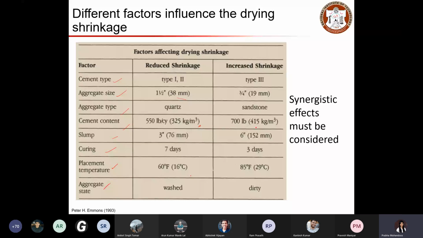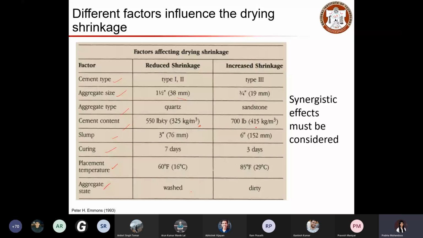And the quality of aggregate, the state of aggregate, plays a good role. So if you have dirty aggregate, that will lead to a lot of fine particles in your concrete, and that will lead to increased shrinkage. So in that case, if you use washed aggregates, you can observe less shrinkage compared to the one that you use with dirty aggregate. So these are things that you can consider while selecting the concrete materials.